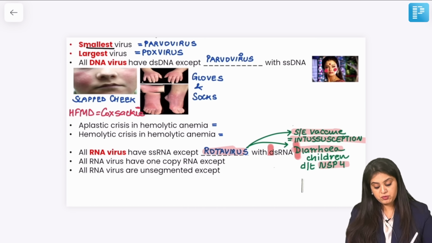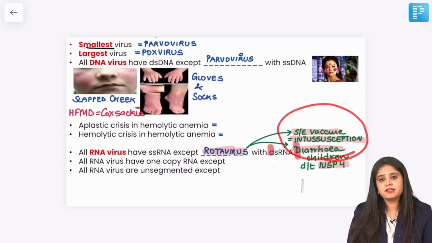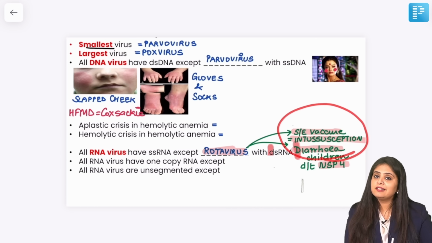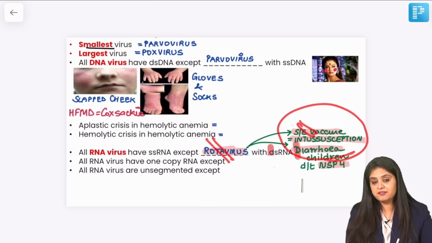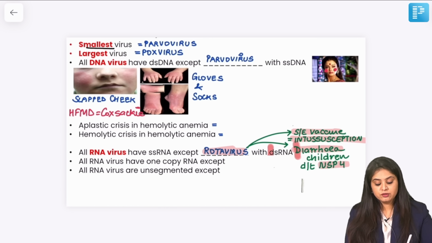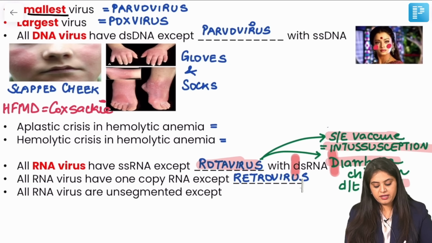Students told me in the live class, I remember, if a polyp in the intestine can cause intussusception, that is Peutz-Jeghers polyp. If a rotavirus vaccine is given, that can also cause intussusception. So single-stranded, but rotavirus diarrhea double-stranded. Usually all the RNAs are one copy, except retrovirus, which we will learn as the diploid virus, because that is HIV, right? That has 2 copies.